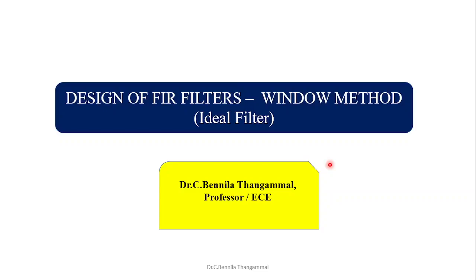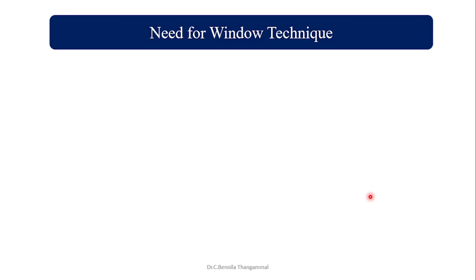Hi, today we are going to see design of FIR filter using window method, and especially we are going to design the ideal filter. So in spite of this Fourier series method, why we are going for the window method? What is the need for this? We are converting the infinite series into a finite series in FIR filter.